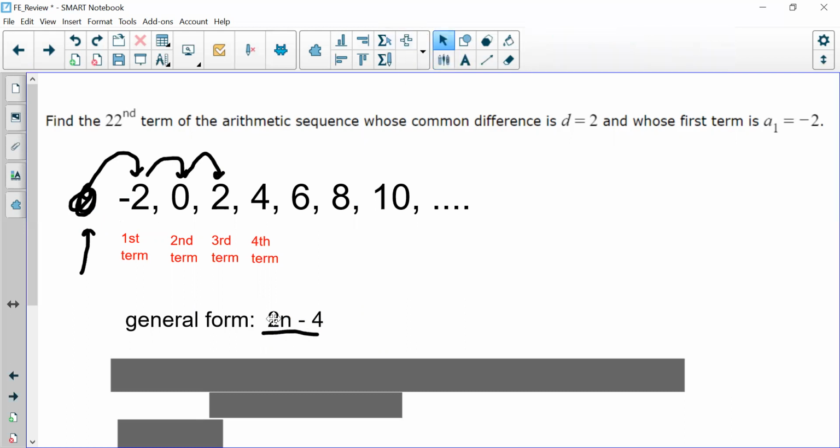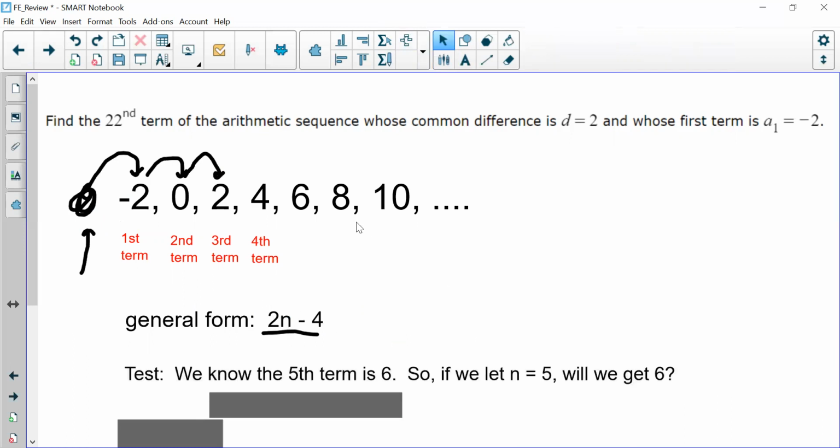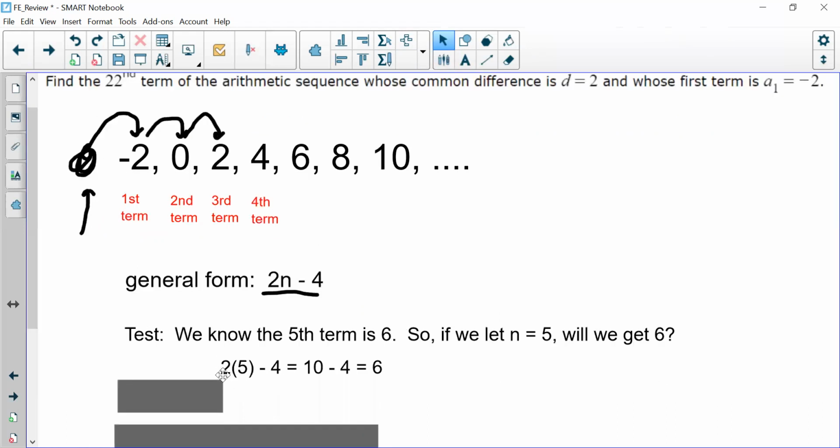Are we sure that we are right? This is the general form. We could test it. We know that the 5th term is 6, just random. I could have picked the 6th term, the 7th term, but just randomly, the 5th term is 6. So if this is true, when I replace n with 5 for the 5th term, I should get 6. And that's exactly what I do get. 2 times 5 minus 4 would equal 6. So I'm feeling pretty good that 2n minus 4 does generate this sequence.